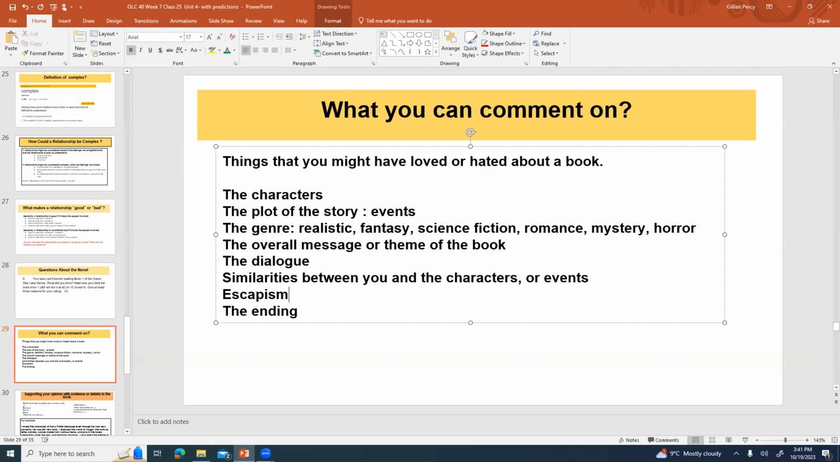The ending, that's always huge. Sometimes you can read a whole book, love it, and you get to the ending, and the ending's like, oh, that's a terrible ending. Either it's poorly written or it's completely different than what it seemed like was going to happen. Things like that. So those are all things that you can comment on when you're talking about why you liked a book or why you didn't like a book.